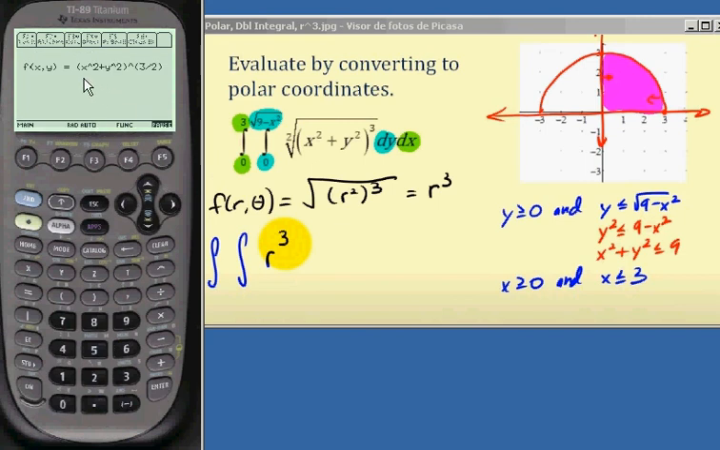The calculator changes it to this, which is true. But technically you're going to change this to r squared, and it turns out to be really r cubed when you do the calculations. So change the polar, z equals r cubed.